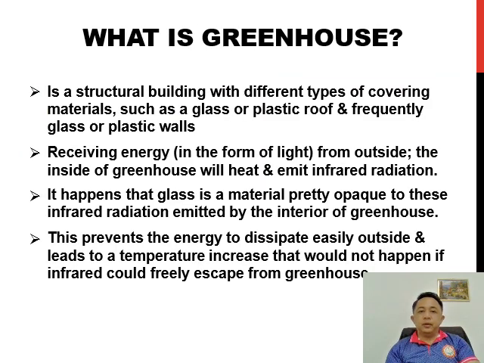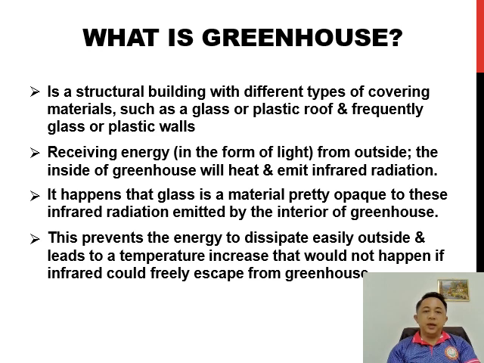To fully understand the greenhouse effect, let us first determine what a greenhouse is. Now, greenhouses are usually found in farm areas or in gardens where they grow tropical plants, because tropical plants usually need a condition that is humid or warmer compared to the outside temperature. A greenhouse is a structural building with different types of covering materials such as a glass or plastic roof, and frequently it is made up of glass or plastic walls.